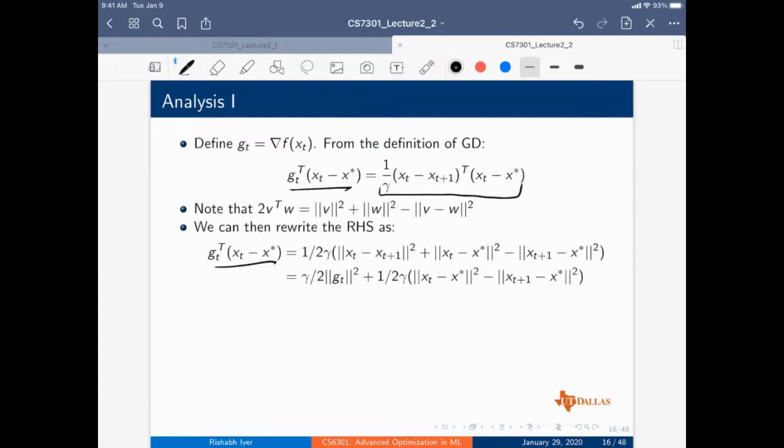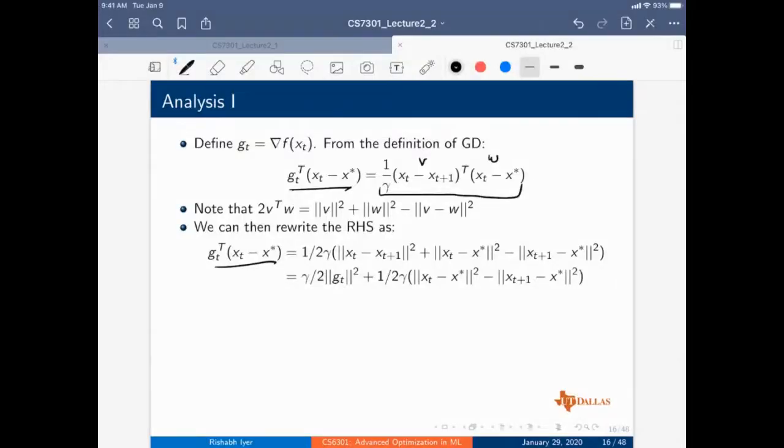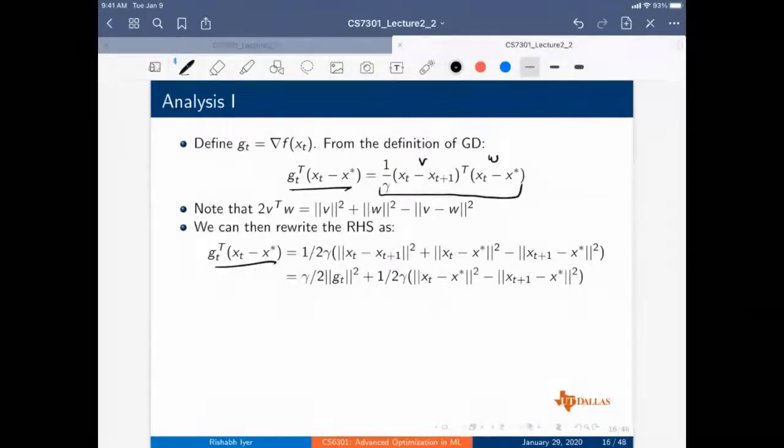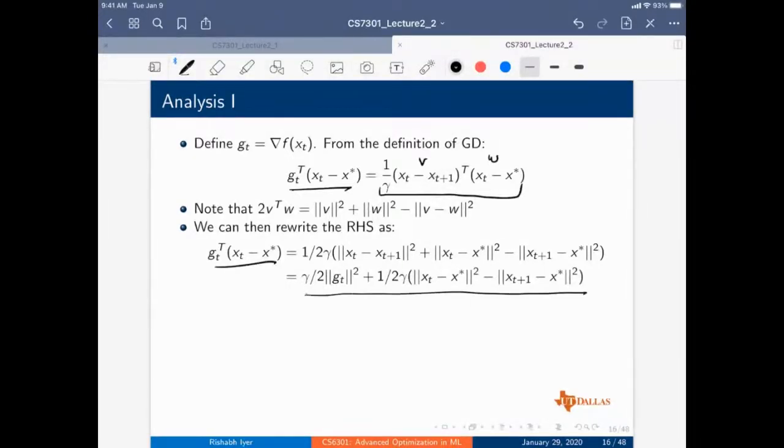Why is this? Because here I'm substituting v and w, and v transpose w is equal to half times norm of v squared plus norm of w squared, minus norm of (v minus w) the whole squared. Was there a question? So that's exactly what this is.